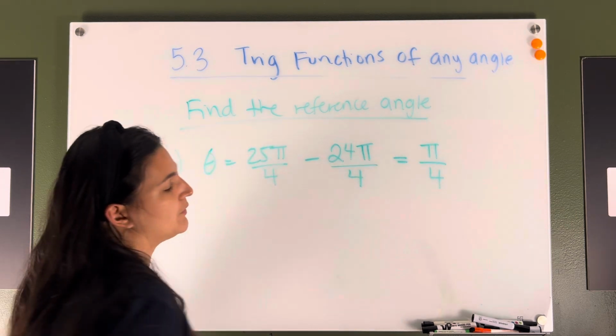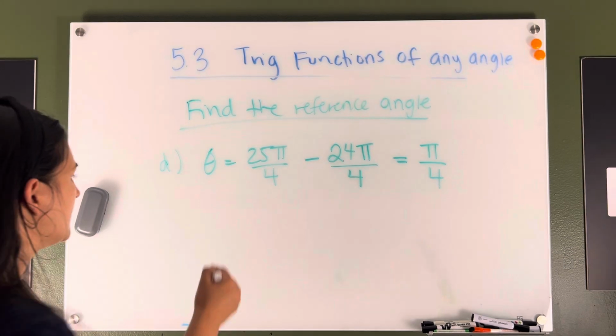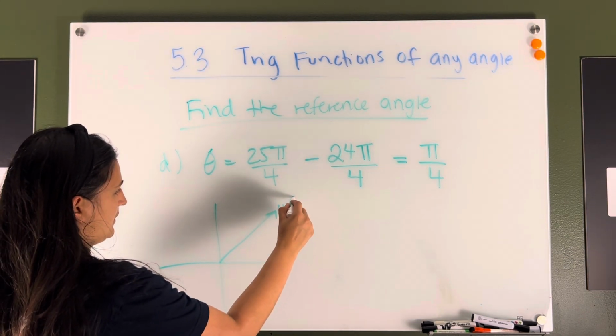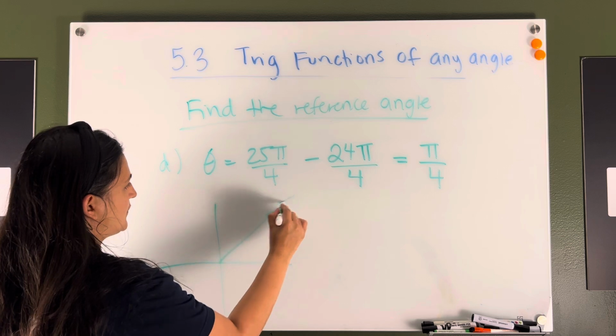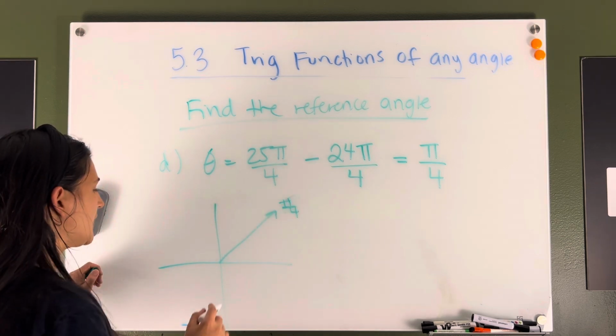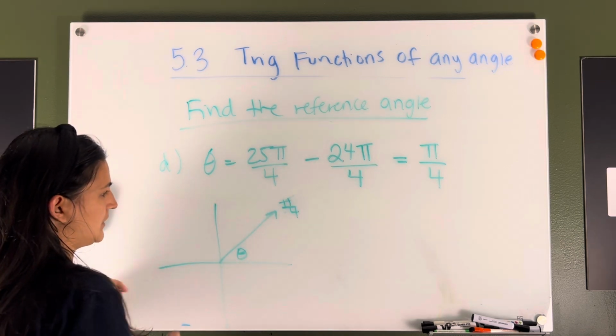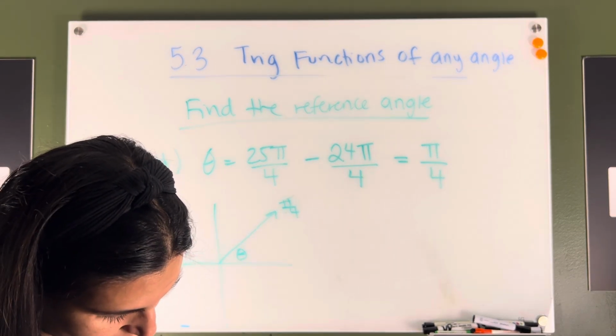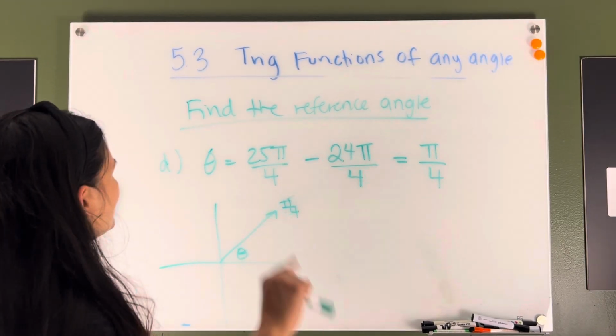So this is an angle between 0 and 2 pi, right? So specifically, it would be right here, 45 degrees, but again, you don't need to know all that. This is pi over 4. And so it is this angle formed in the first quadrant.